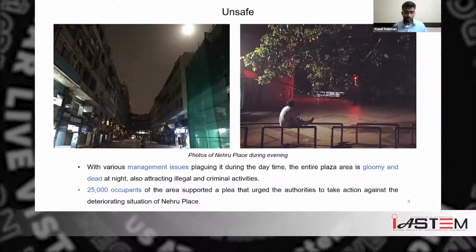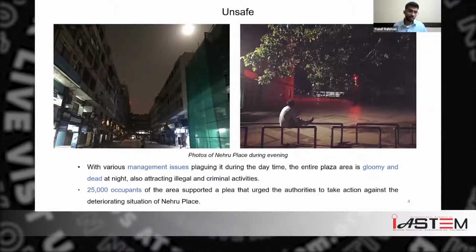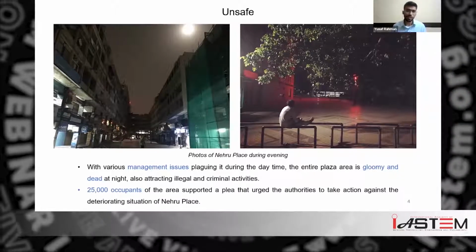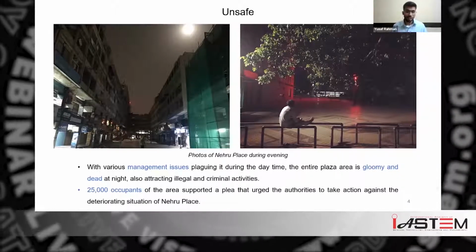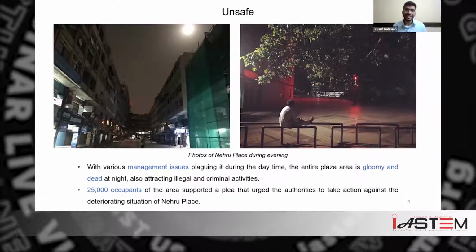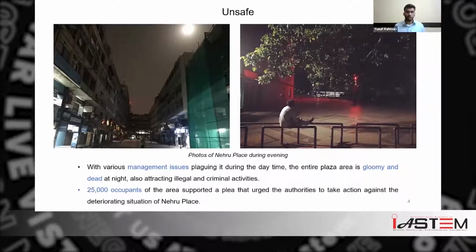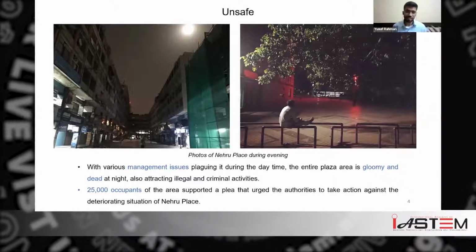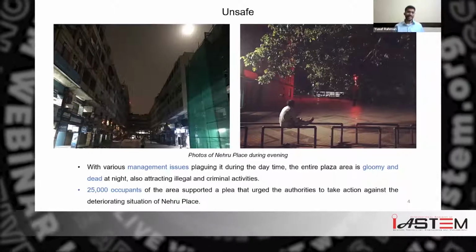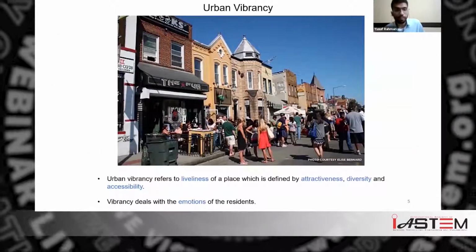But by the evening, it becomes really gloomy and deserted because there's a sharp decline in the number of visitors, in the number of people present at that place, which starts to attract illegal and criminal activities. And also, it is really unsafe for women. So this is actually related to urban vibrancy.